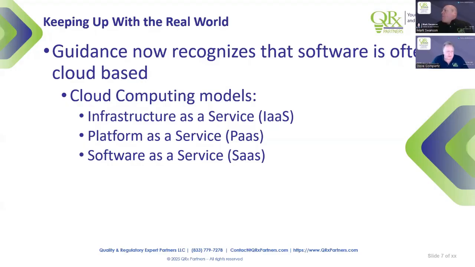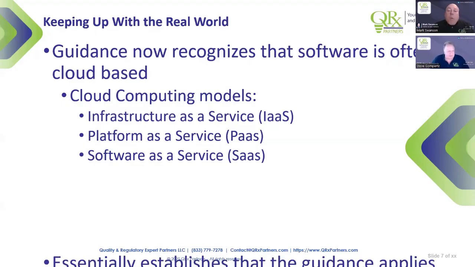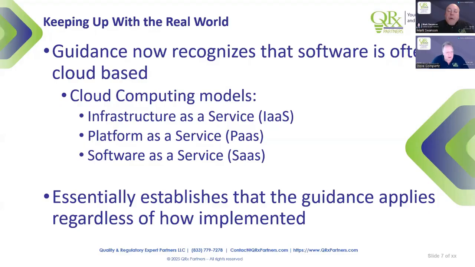I don't think I've seen anybody try to use it as an excuse: oh, we don't need to validate this because it's not really our software, it's just out on the cloud. But I could see where that logic could be attempted. Don't do it is really the answer there. They're basically telling us, look, this guidance applies regardless of how your software gets implemented. If the software, and I'll talk in a second about intended use, meets the requirements for applying this guidance, then they don't really care how you're getting access to that software.